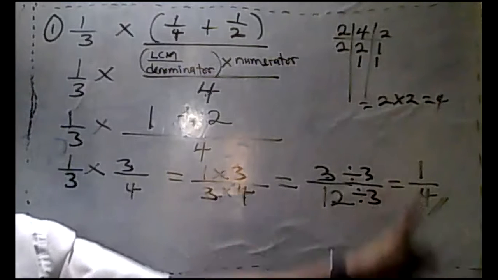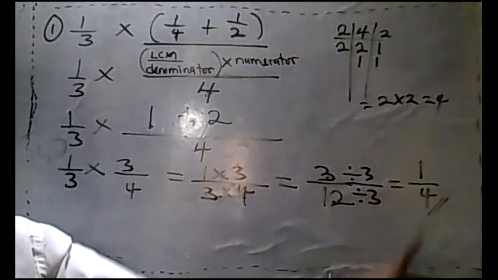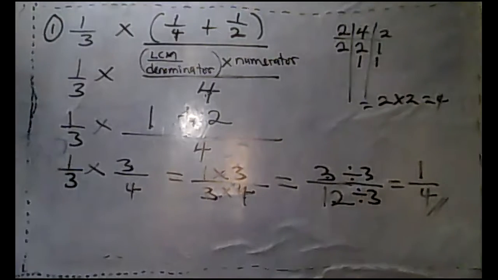Therefore, your answer is what? 1/4. 1 over 4. And that's how it's done.